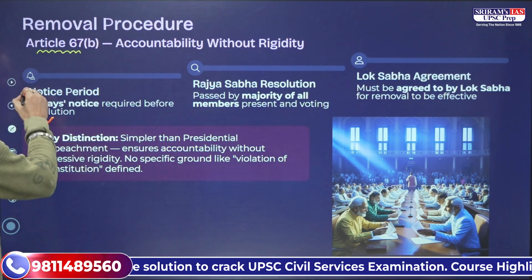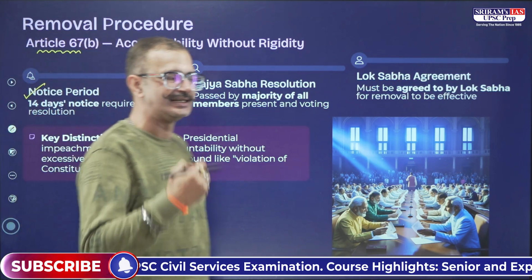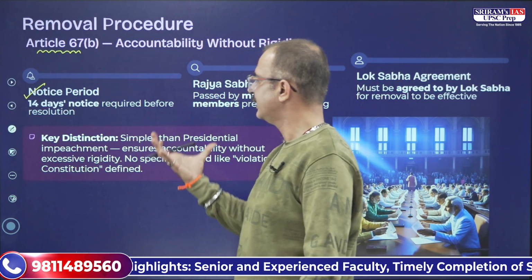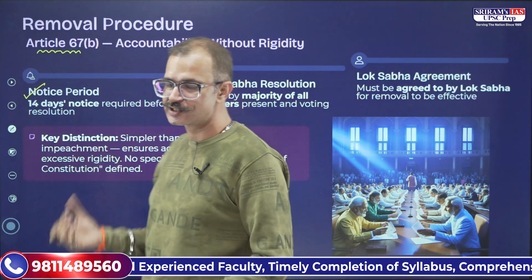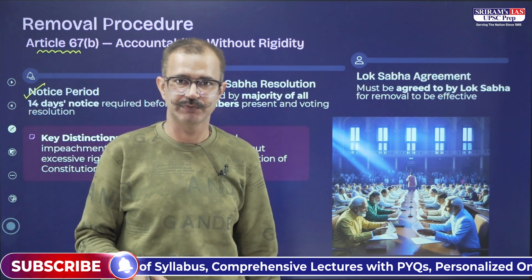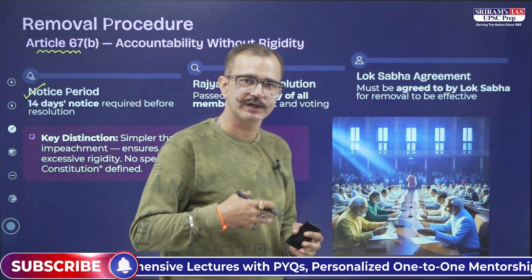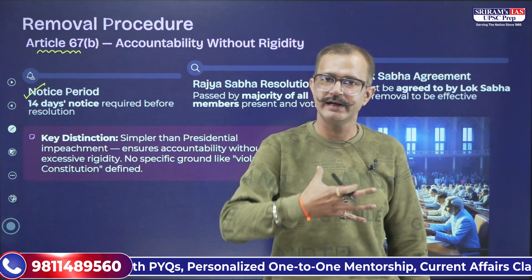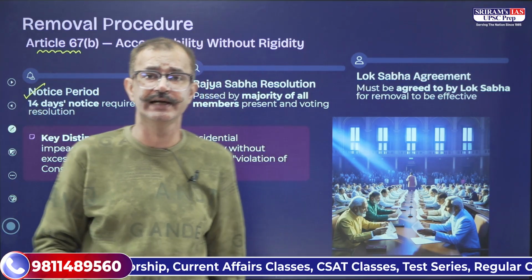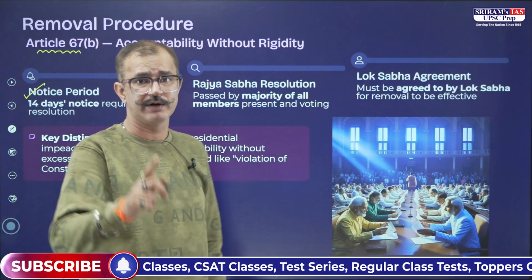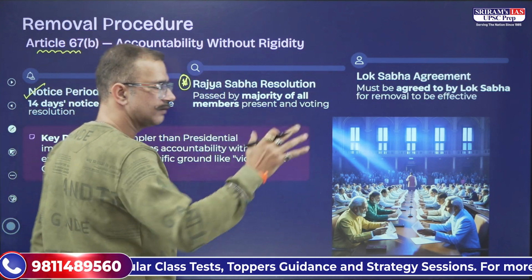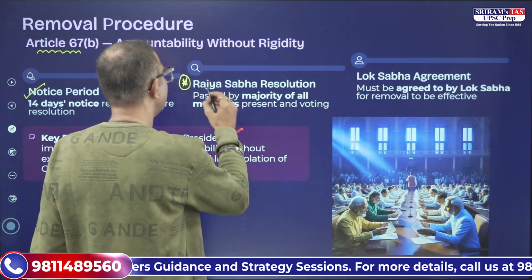Now, over here, there is a notice period that has to be served. 14 days' notice has to be given before proceeding for the removal resolution. The 14 days notice period was the same in the President's case as well. In the President's case, the impeachment motion can be brought in either House of the Parliament. But when we are talking about the Vice President, the removal resolution can only be brought in the Rajya Sabha.